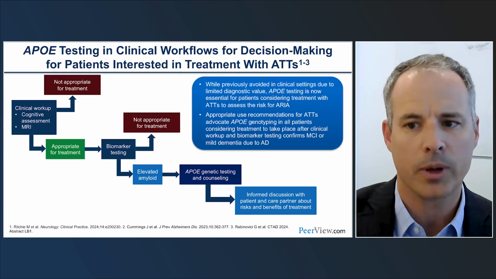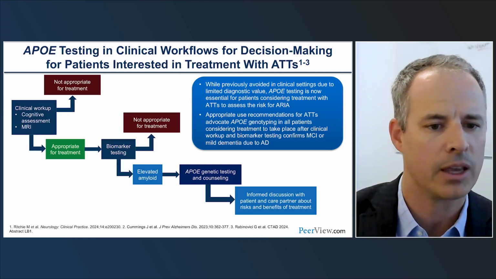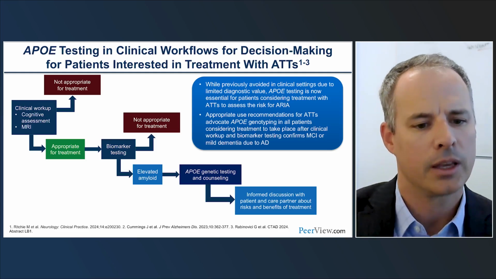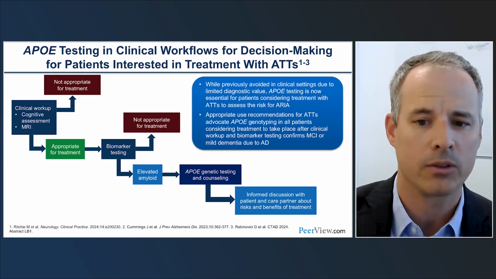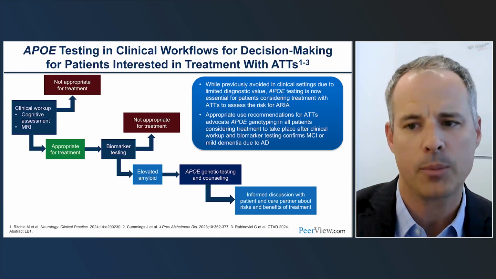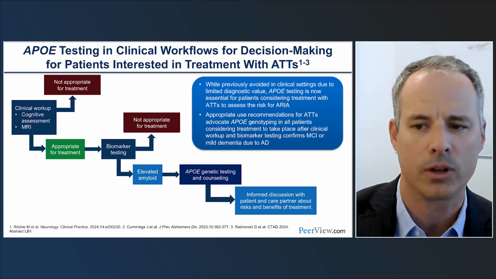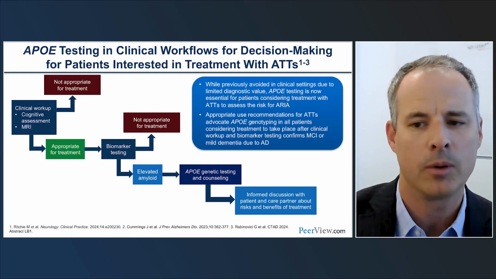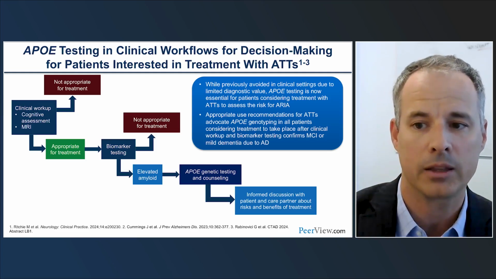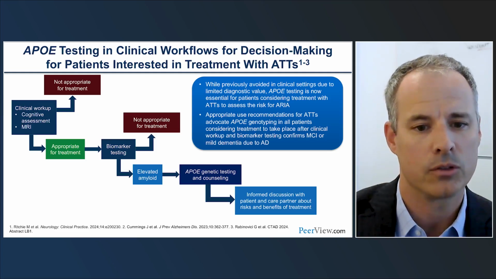This is usually done either by scheduling a lumbar puncture or a PET scan. If they have evidence of amyloid pathology, they continue on the pathway. And at that point is when we consider APOE testing. So it's important to understand that APOE testing here is not being used to understand risk for Alzheimer's disease, but rather it's being used to understand risk for ARIA in patients who are likely to be treated with these drugs.